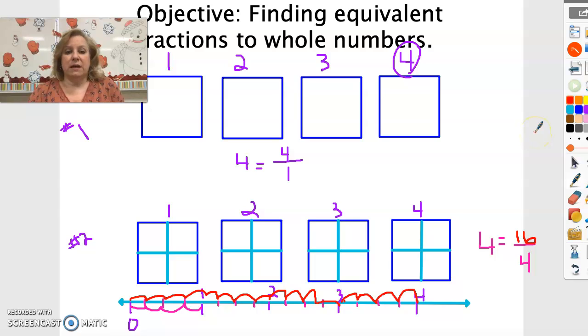So this is just a little mini lesson on finding equivalent fractions to whole numbers. We're going to keep practicing that, and I will see you later.